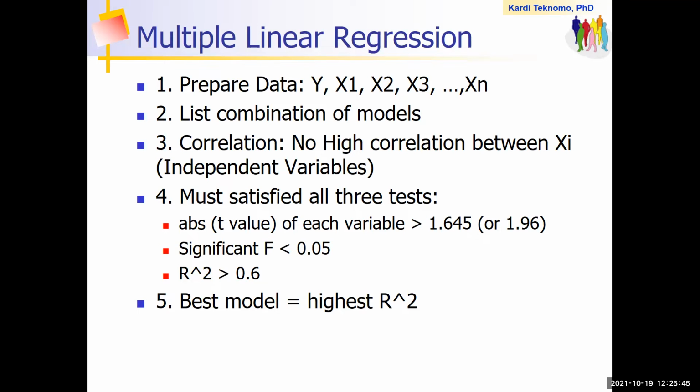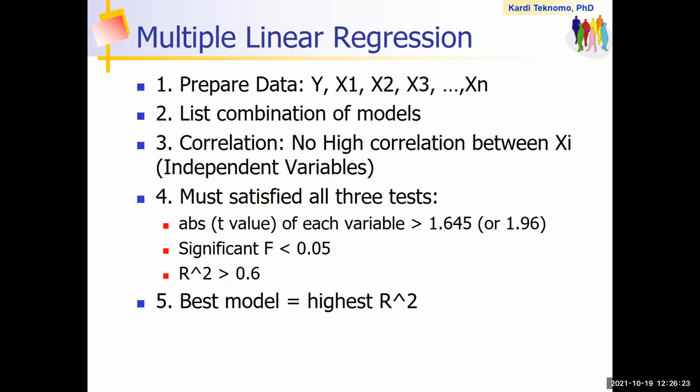So in multiple linear regression, say you prepare the data, right? So the y is the output, and then you have x1, x2 until xn. What will you do? You will make a list of combinations of the model. So what do we expect? We expect that between the xi, the independent variables, the correlation is low, and the correlation between x and y is high. This is what we expect.